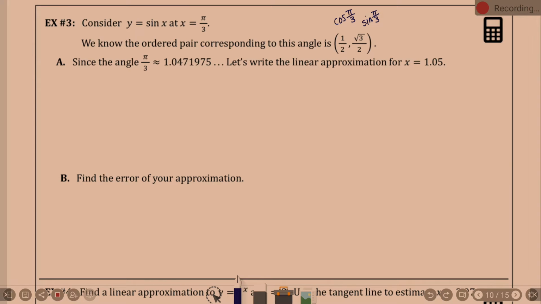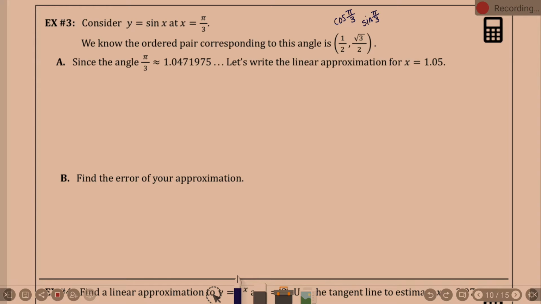So if you remember that unit circle that I gave to you as a junior, those ordered pairs were all around the edges, right? Okay, since the angle pi over 3 is approximately 1.04, let's write the linear approximation for 1.05.